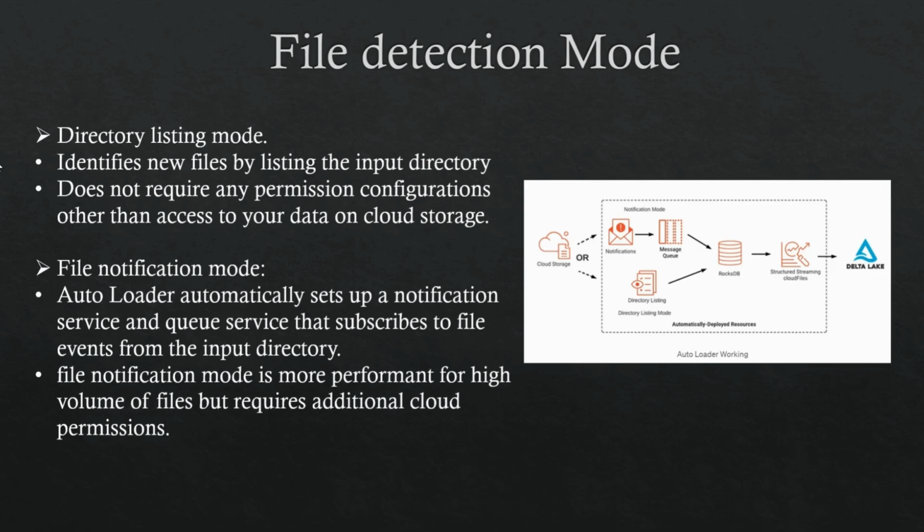The file notification method is more performant when you have a very high volume of files coming into your cloud storage space. The second thing is that you need some permissions and authentication for these cloud service providers and cloud services like AWS SNS and SQS. But in directory listing mode, you don't require any additional permissions or settings. You just need to have access to your cloud storage.